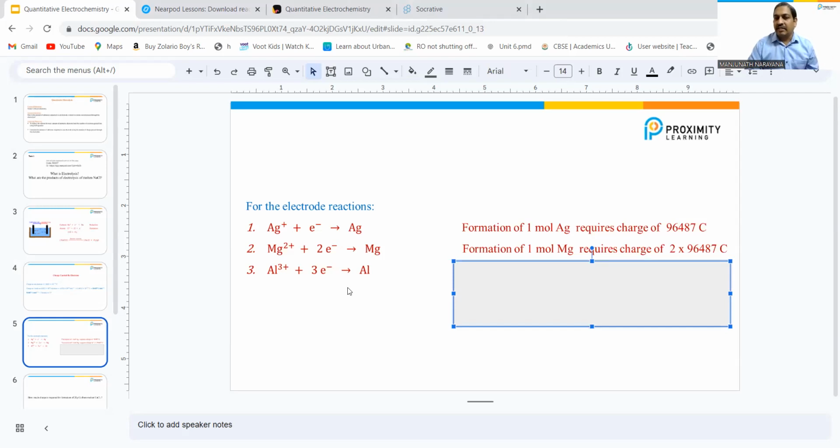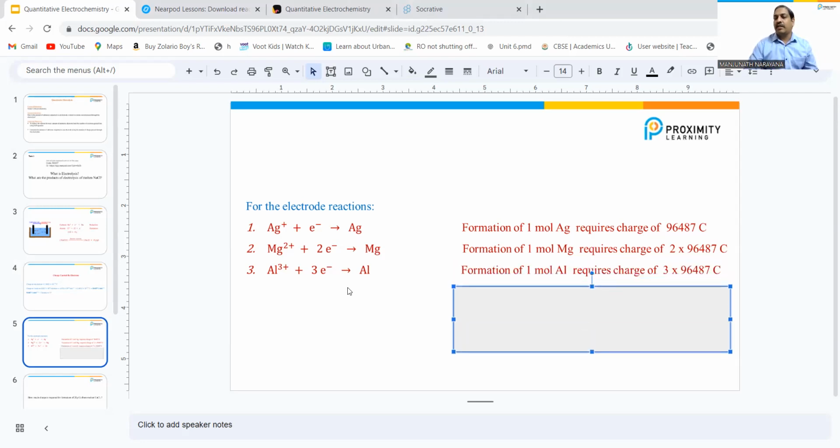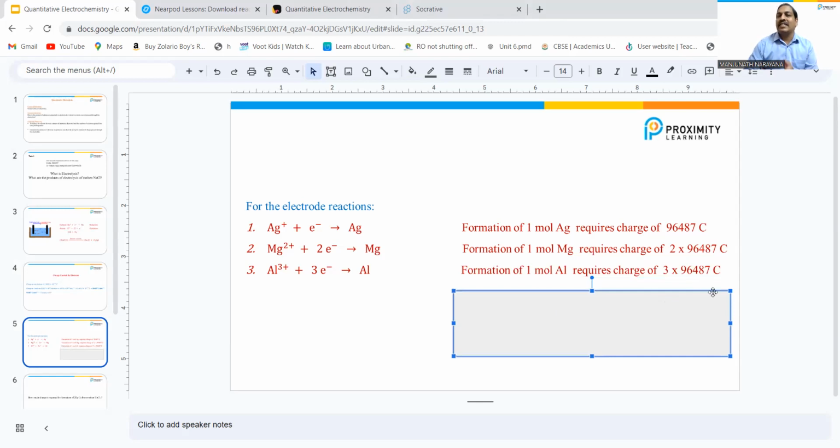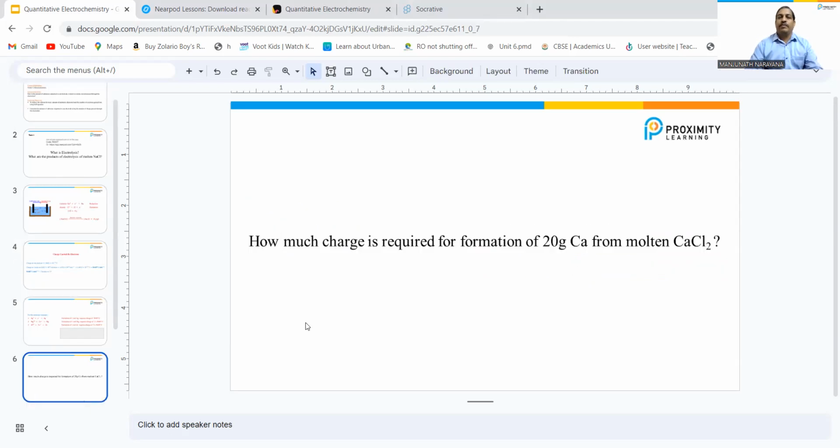And student G, can you tell me how much amount of charge is required for formation of 1 mole of aluminium? Brilliant. Formation of 1 mole of aluminium requires 3 moles of electrons. Therefore, 3 into 96,487 coulomb of charge. Okay, excellent response. So now we are all set to solve numerical problems.